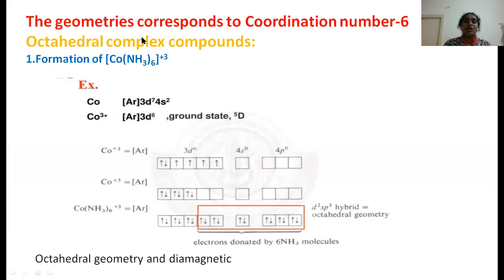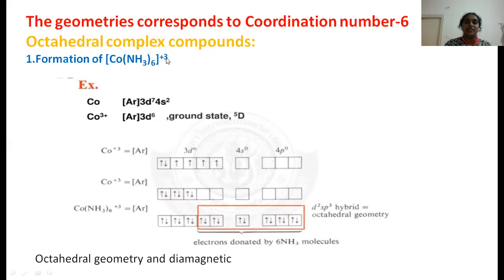Here the geometry corresponds to the coordination number 6. For example, if you see the formation of hexaamminecobalt, in this complex cobalt is the metal. Its outer electronic configuration is argon 3d7 4s2, because cobalt's atomic number is 27. In this complex, ammonia is a neutral ligand.